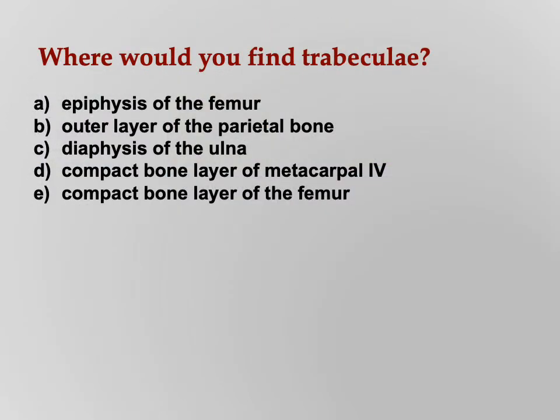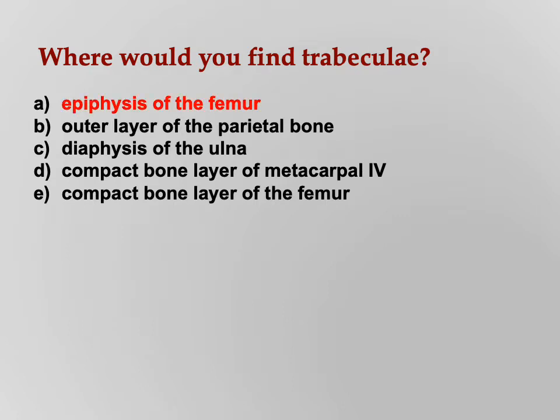So how about this? Where would you find trabeculae? In the epiphysis of the femur, in the outer layer of the parietal bone, in the diaphysis of the ulna, in the compact bone layer of metacarpal 4, or in the compact bone layer of the femur. So, pause the video. This shouldn't be too hard. Where do you find trabeculae? What kind of bone tissue do you find them in?